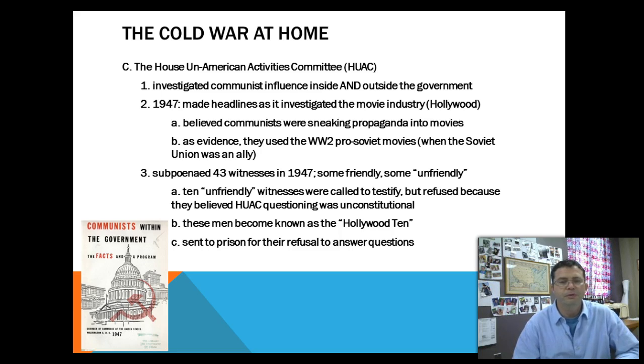HUAC subpoenas 43 witnesses in 1947. Some of them are friendly, some are considered unfriendly. The friendly ones, I guess, were people who were clearly in support of the American government. The unfriendlies were the ones who were unknown, and the questioning is going to make it known whether they're communist sympathizers or not.